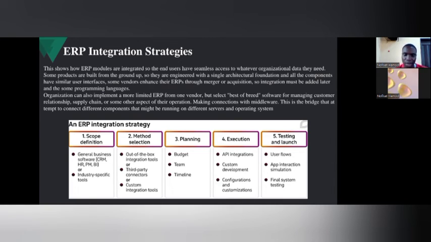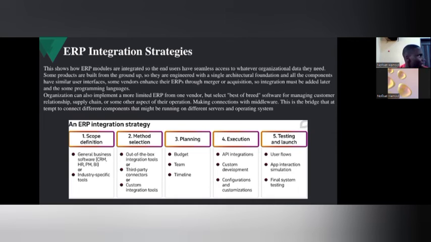So basically, an ERP integration strategy covers the scope and definition of the business, method of selection, planning, execution, testing, and launching. Under the scope and definition, it covers the general business software such as the CRM, HR, PM, BI, and others. And it covers industry-specific tools, that is tools that are applied specifically to particular industries. Method of selection. We can use out-of-the-box integration tools or third-party connectors, and you can also apply custom integration tools.